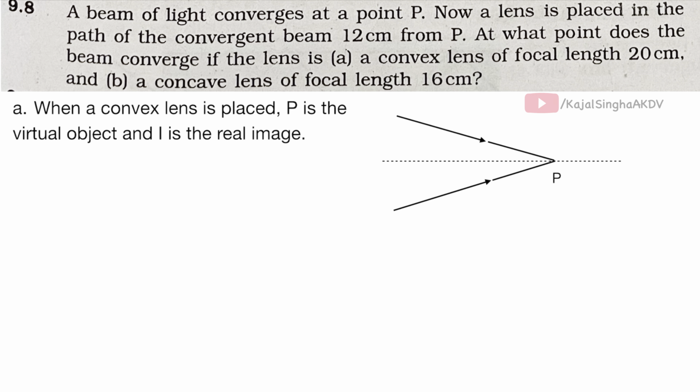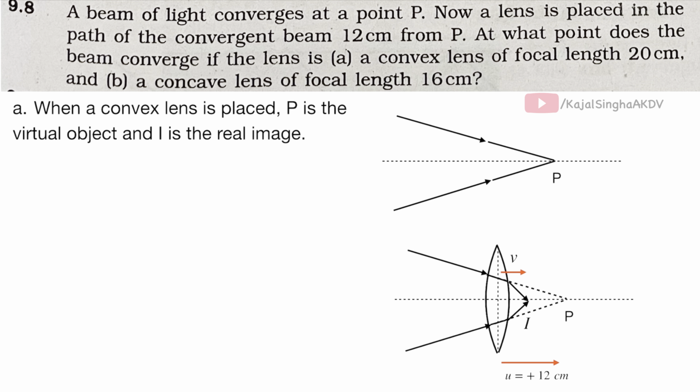First case, when a convex lens is placed, P is the virtual object and I is the real image. Before point P, we have placed the convex lens. So here P behaves as a virtual object and its image is I. Here focal length of the lens is given as 20 centimeter. So we have written f equals to plus 20 centimeter and u is plus 12 centimeter since the object is virtual.